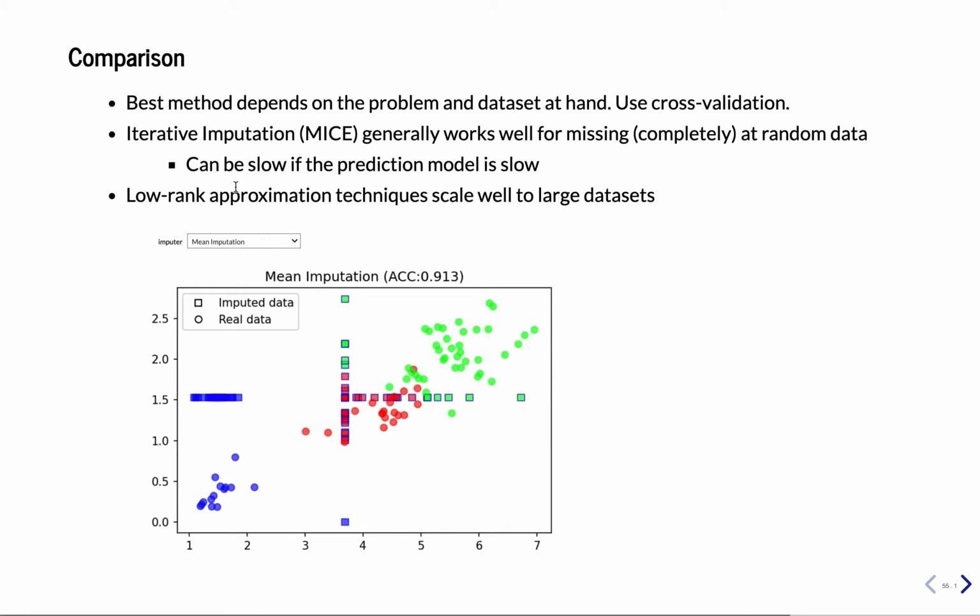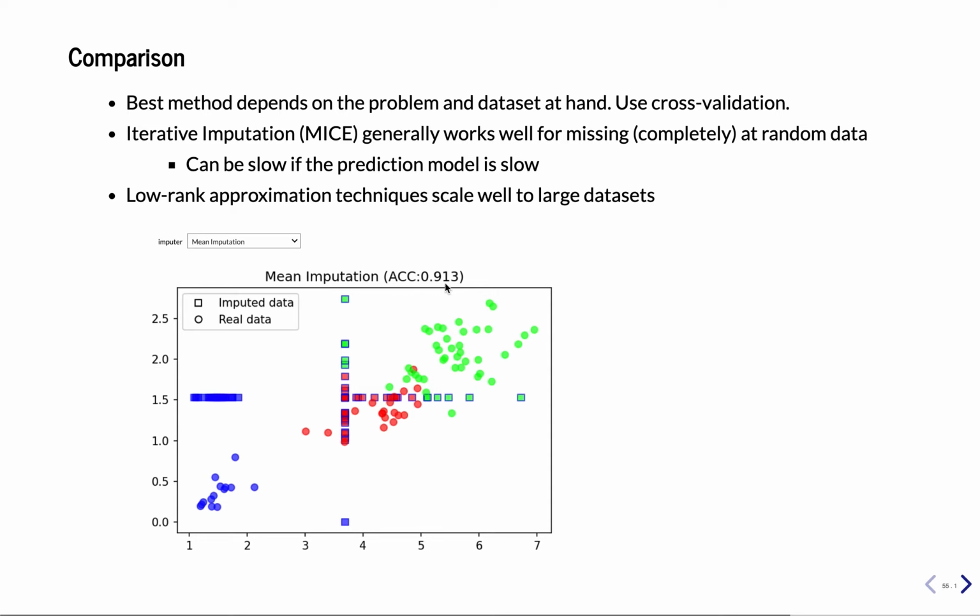Low-rank approximations are designed for very large data sets. So if you have very large data sets, then it's probably a good idea to think about these methods.